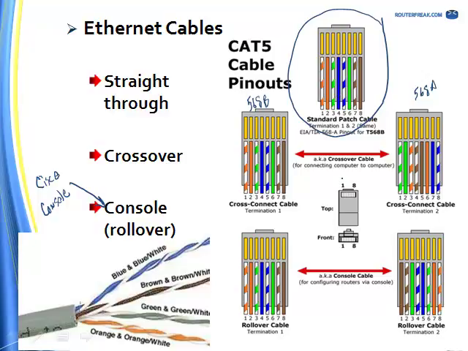If it's B to A, it's a crossover. Also, if it's A to A, it's a straight through. So you can pin it out at 568A. It's not as common, but if you went A to A, it's a straight through cable. If it's B to B, it's a straight through cable. If it's A to B, B to A, doesn't matter. It's a crossover cable.